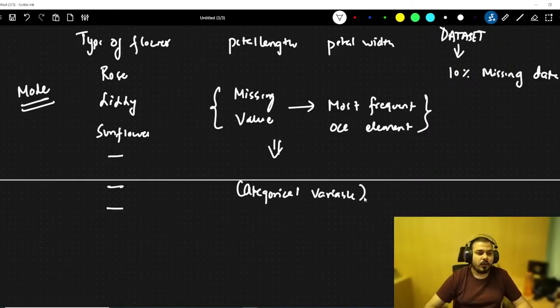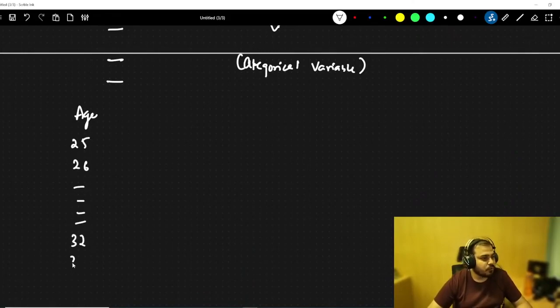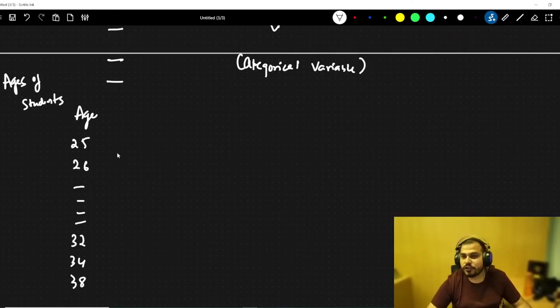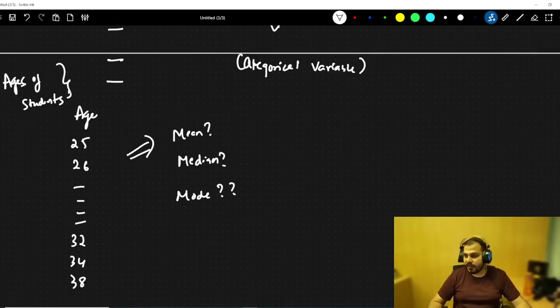Now let's take another example. Suppose I have a feature age, with values like 25, 26, and so on up to 32, 34, 38. Suppose these are the ages of students. What do you think I should apply? Should I apply mean, median, or mode? Based on this scenario, the ages of students, which should we apply? Just tell me the answer.